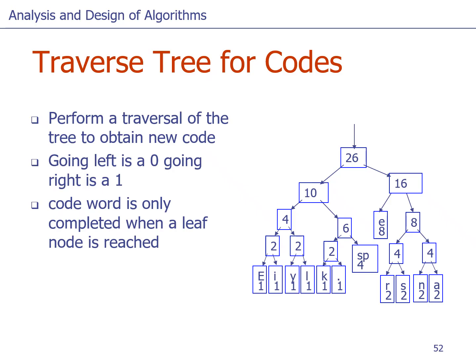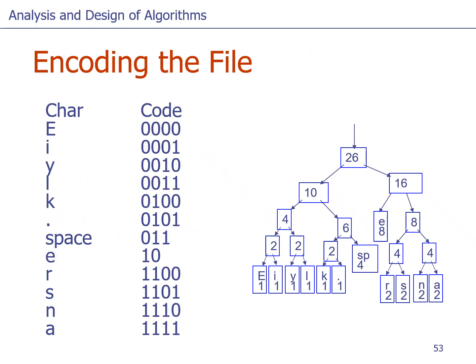Okay? Now, for something like A, it's going to be 1 1 1 1. Okay? And this goes on. So we're going to build a table of encoding for every letter, and in that table, every letter will be encoded with a different number of bits. And that's what you see here in this slide. For example, the space, because it appears 4 times, has a smaller number of bits compared to the N, for example, which appears 2 times only. Okay?